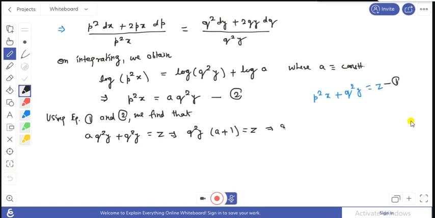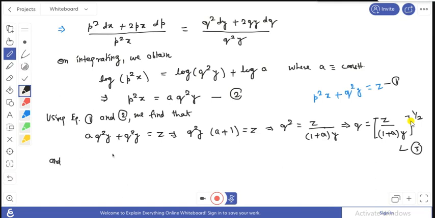So what is the value of q square? It is z over 1 plus a. This is constant one. So q is a function of x, y, z. Okay, so here you can write q equals z over 1 plus a y to the power 1 by 2. Okay, so this is your basically q here. Suppose this is equation number 3. And from here, this p square x here. This is equation 2. Equation 2 implies p square x.